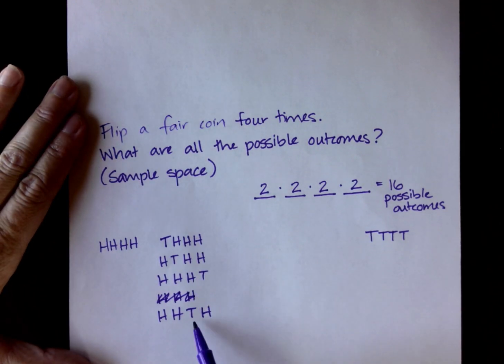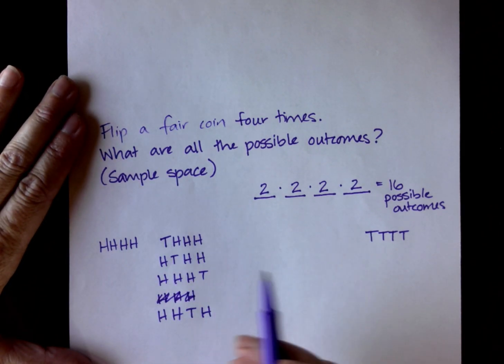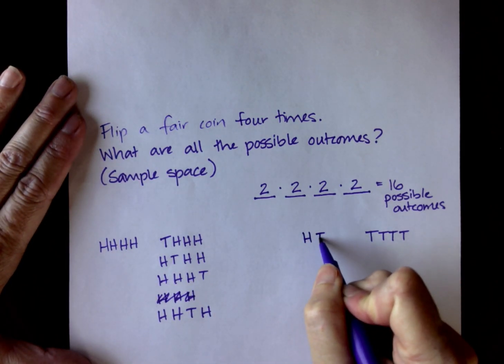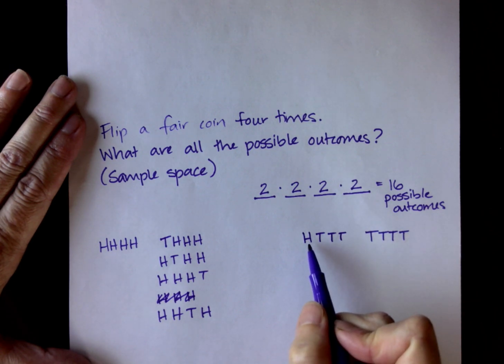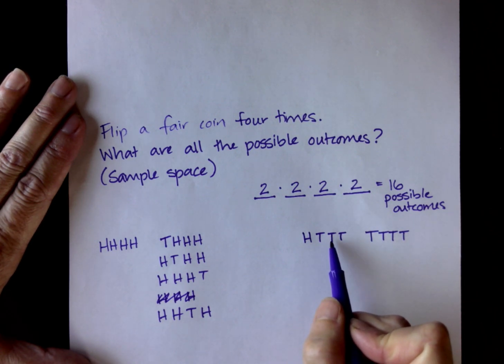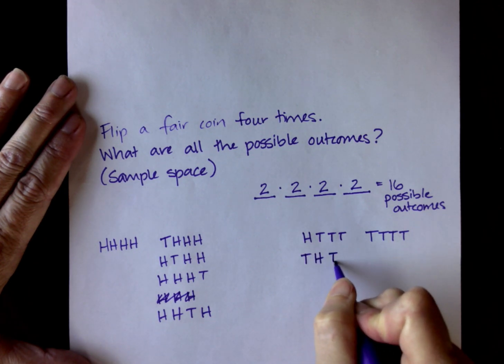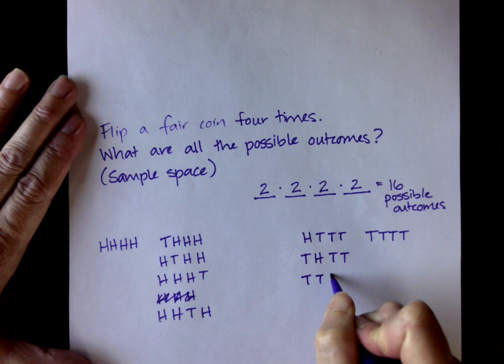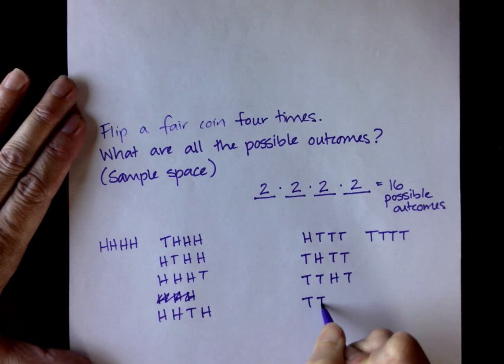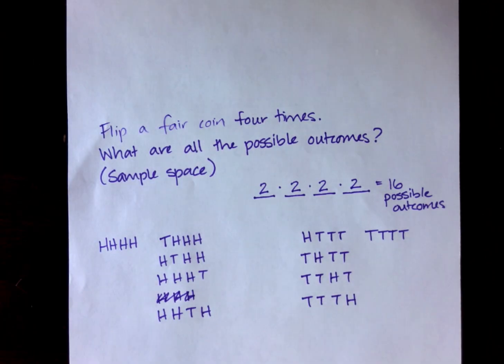We can do a similar thing with 1 head and 3 tails. And when we do that, here again, the head could either be in the first spot, or the second spot, or the third spot, or the fourth spot. So we need to list all of those. All right, so far we have 4, 8, 9, 10 of our 16 possible outcomes. There are 6 more to go.